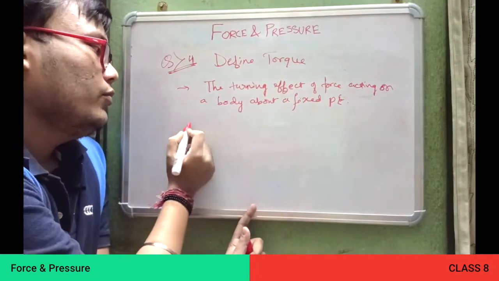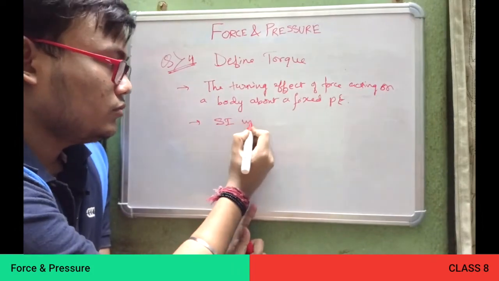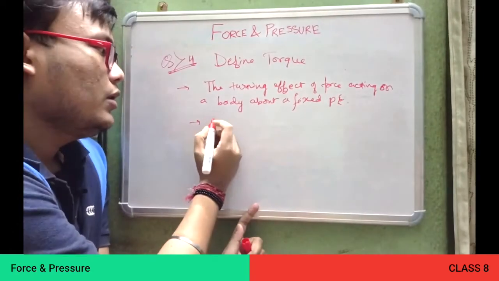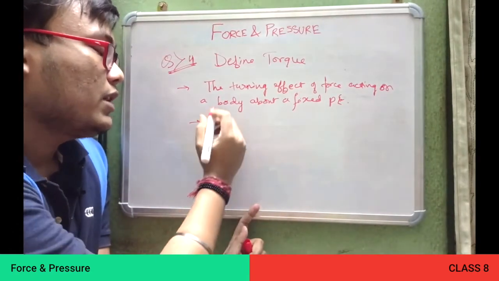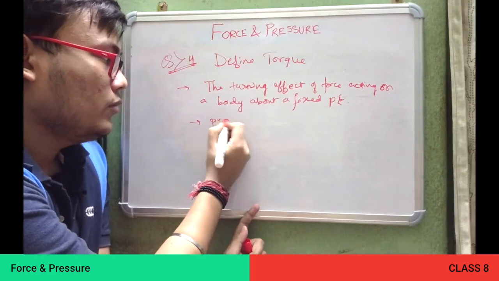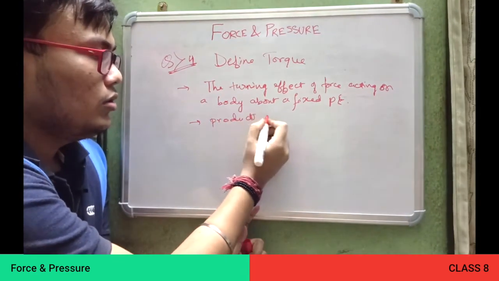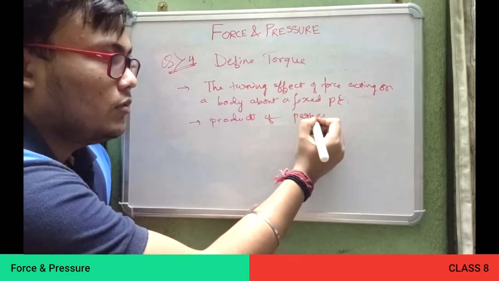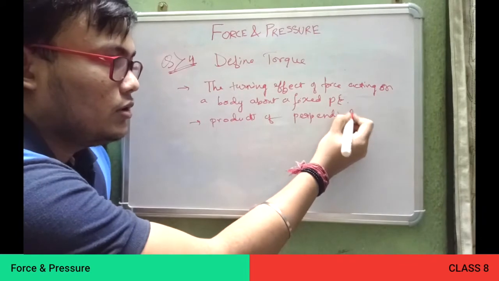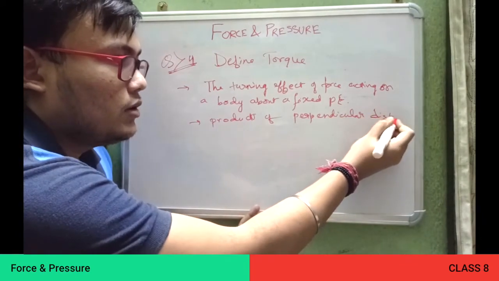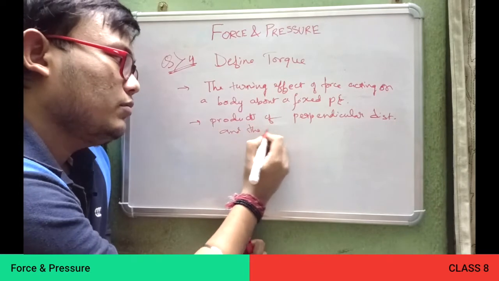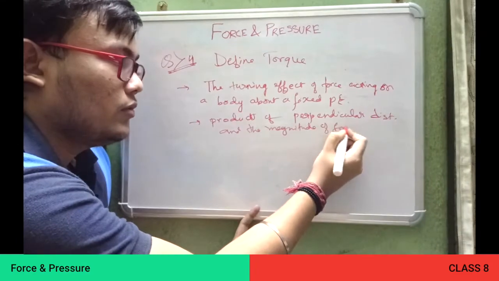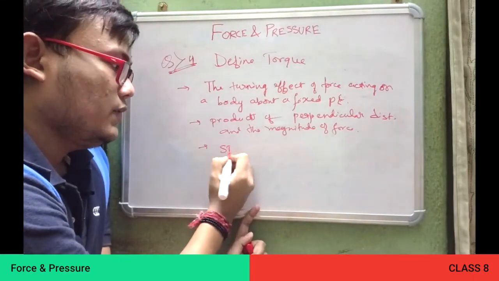Now we had discussed the SI unit. First we have to mention that torque can be defined mathematically as the product of the perpendicular distance and the magnitude of force.